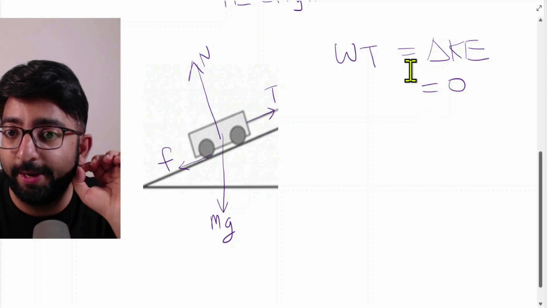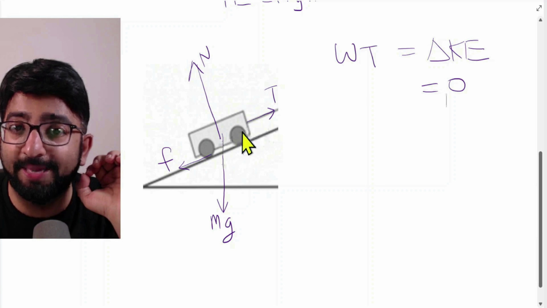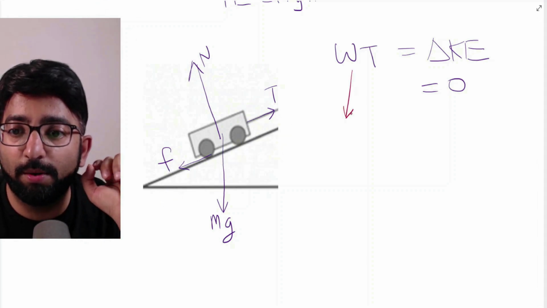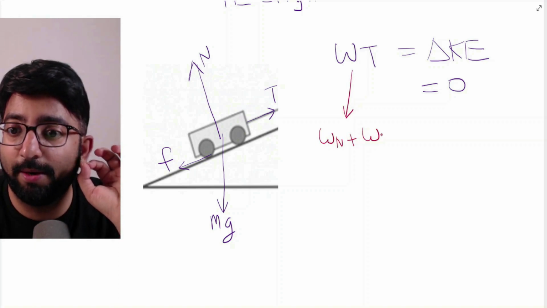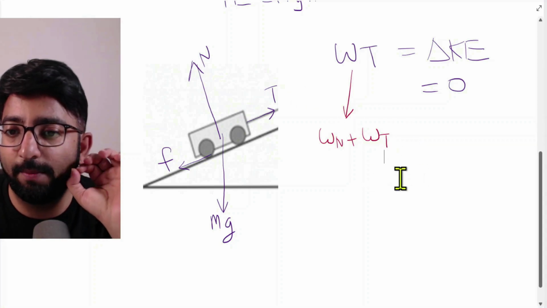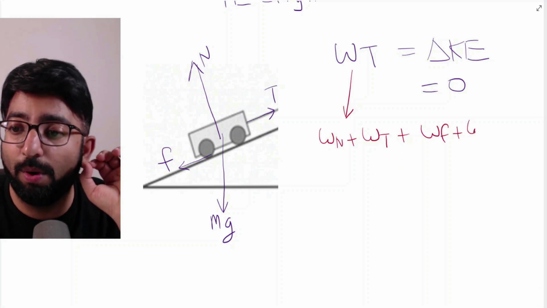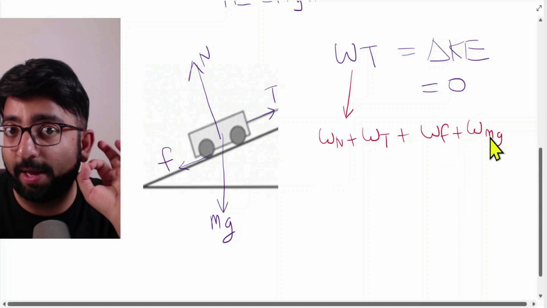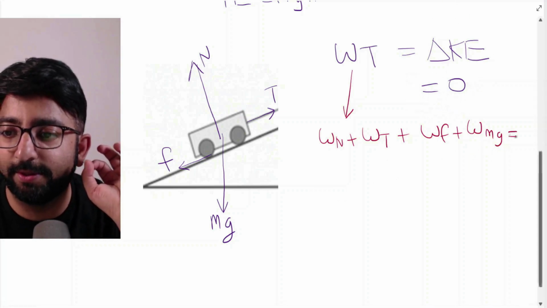So all we need to do is figure out the total work done. There are four forces acting here: normal reaction, tension, the gravitational force, and friction. So let us write down, the total work done will be work done by the normal reaction plus work done by T, tension, which is the engine power. So WT stands for the work done by the engine. This plus work done by the friction plus work done by the gravitational force. Now we have incorporated all the four forces acting on the object, and the sum result will be equal to zero.